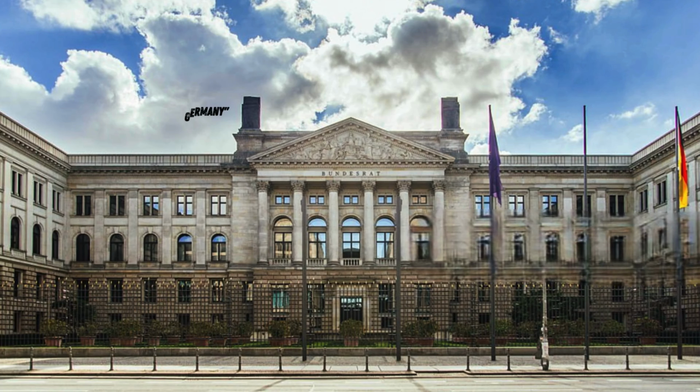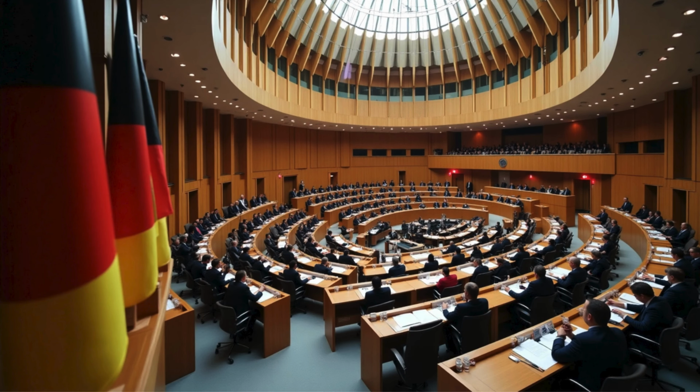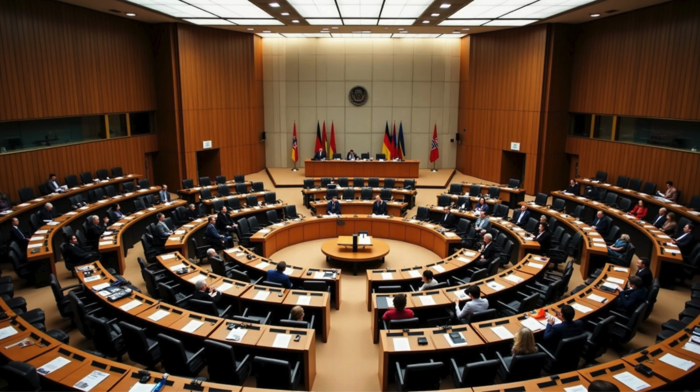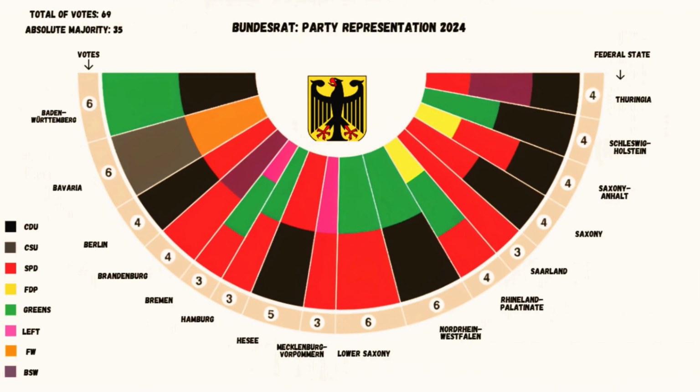It is not part of the Parliament, but it plays a big role in the legislative process. The Bundesrat is made up of representatives from Germany's federal states, and these representatives are chosen by the state governments. The number of votes each state has is based on its population. The votes cannot be split, which means a state must use all its votes for or against a proposal or choose not to vote. Every state has at least 3 votes.